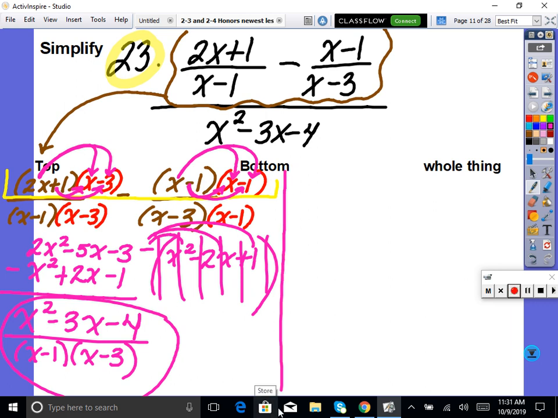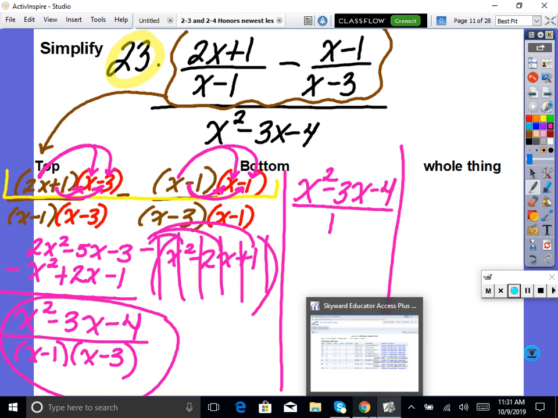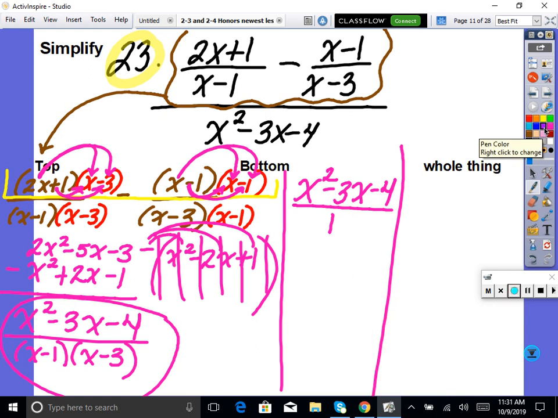Well, there's no like terms to combine. That's not adding fractions. So what I would recommend, however, I really recommend it: if you get good at putting in your ones, it's going to help you from making algebra errors. Technically on the bottom, we have x squared minus 3x minus 4 divided by 1, if we wanted to put it as a division problem, right?